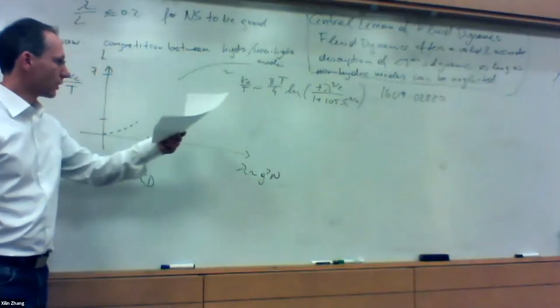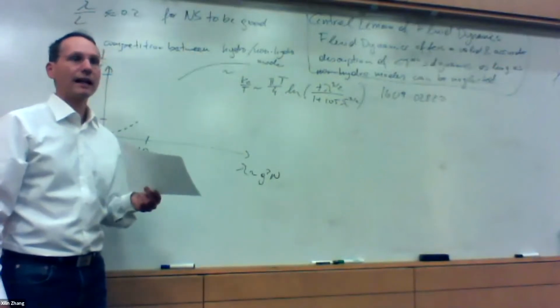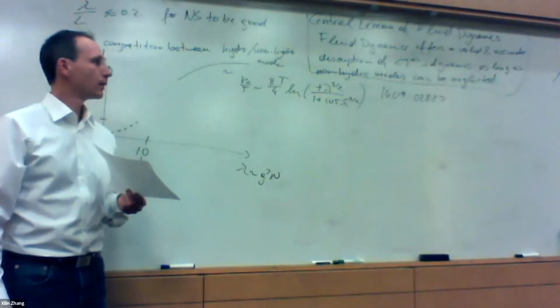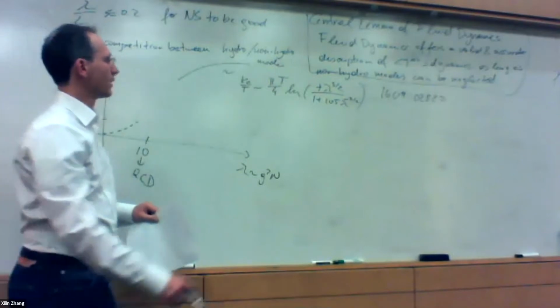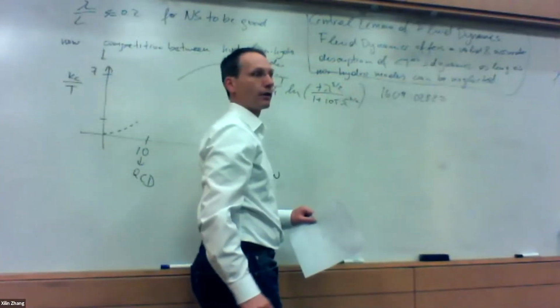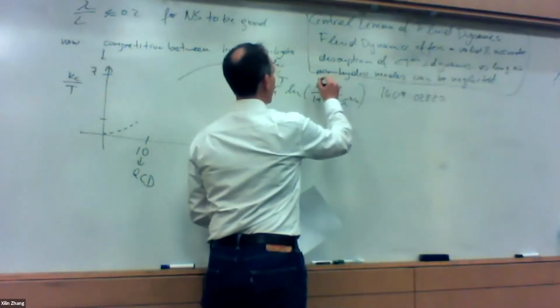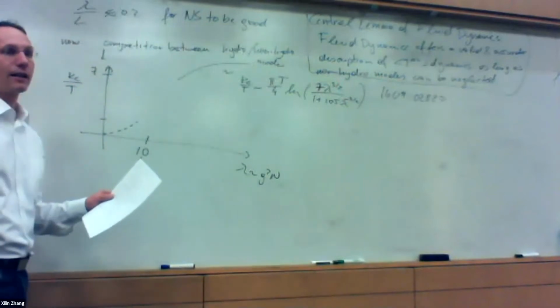And this is not coming from my work. This is really coming from Andrei Starinets's group, who did the actual N equals 4 super Yang-Mills calculation. And I just basically fit it there. 1 plus 105 lambda to the minus 3 halves. Numerator, 7 lambda to the 3 halves. Yes, 7. And this is a fit to the actual data that they generated.